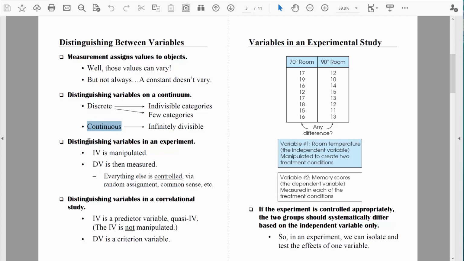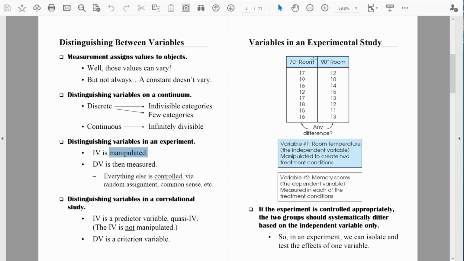Let's move on and talk about distinguishing variables in an experiment. A lot of students, until they take a class like this, use the word experiment in a very general sense. But an experiment is a very specific thing. It's a very well-controlled thing. And in an experiment, there are two primary variables that we want to think about. In any experiment, we always manipulate something. And the thing that we manipulate, we call the independent variable.